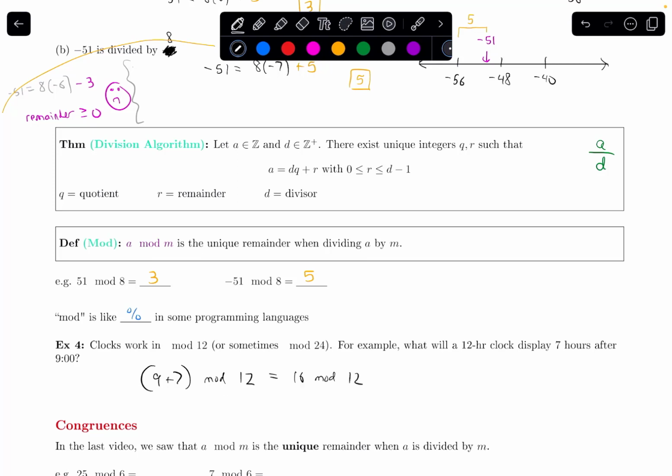What that means is, what's the remainder if I divide 16 by 12? I might even be able to see this in my head. That remainder is going to be 4. That's my remainder, and that's our answer.